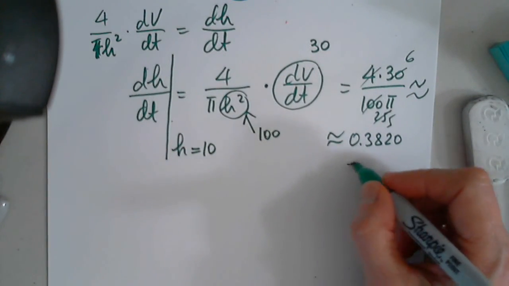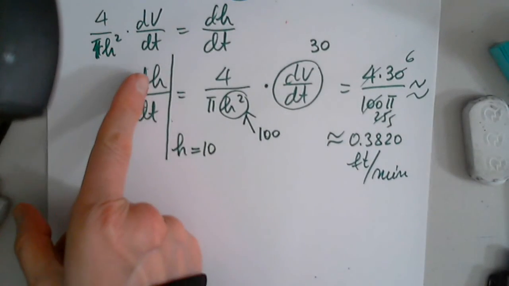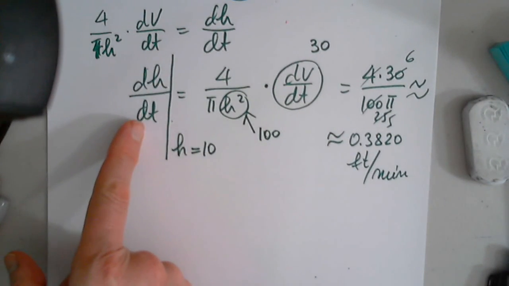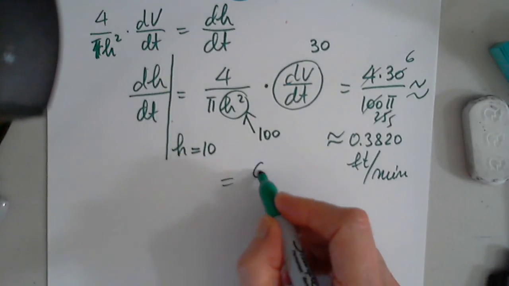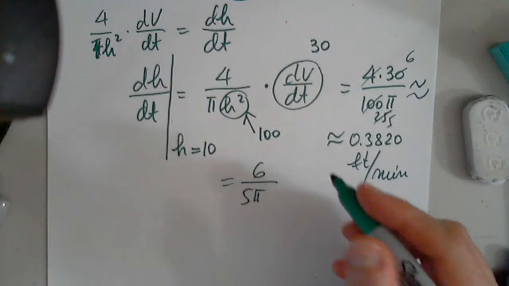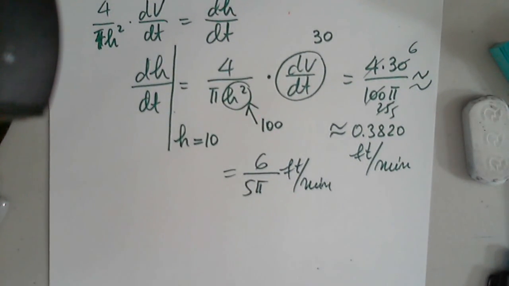The feet per minute. Thank you very much. It's the rate of change of height with respect to time. Who said that? Javon. Thank you. Very good. If you want it exact, you can keep it as 6 over 5 pi feet per minute. I'm writing that because in WebAssign you may be asked to present it that way. Okay, very good.